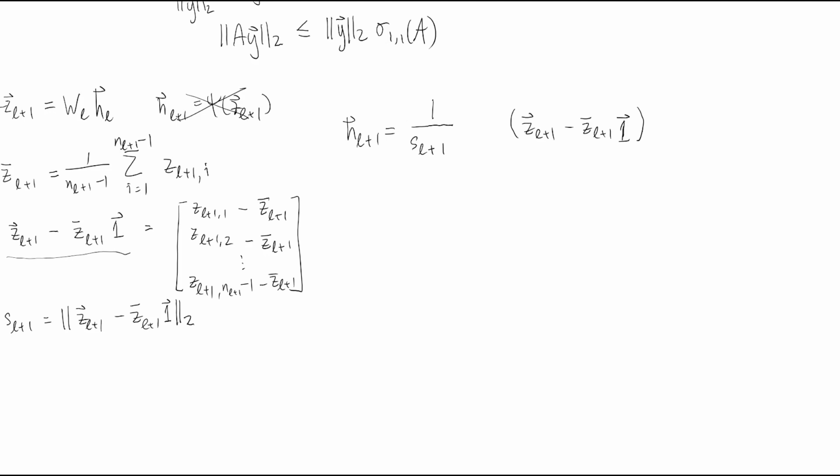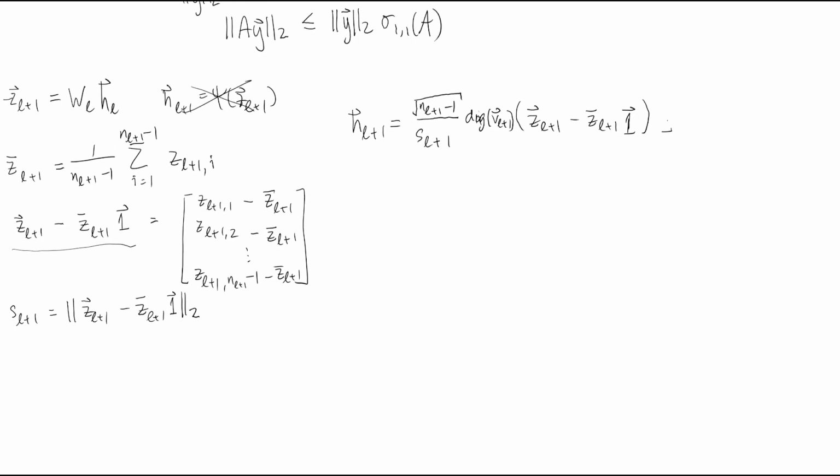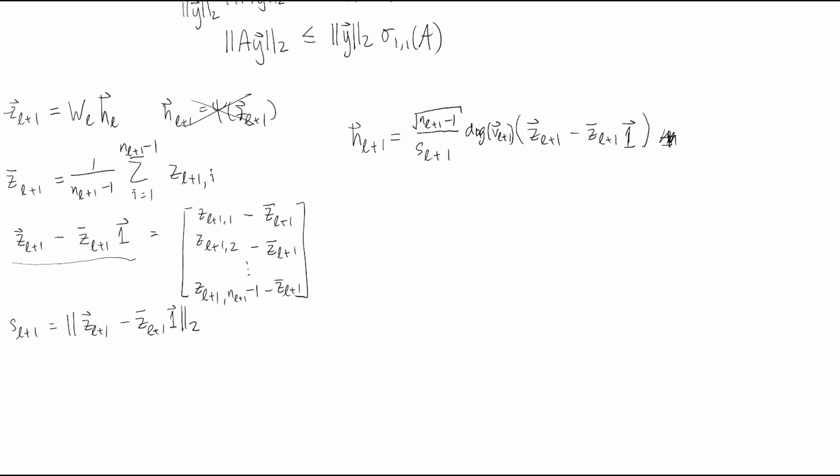Okay, but layer normalization takes this one step further. Instead of just doing this, we're going to have a bunch of other things as well. First of all, we have a scaling factor. Don't worry about this one, this is not the important part. The important part is this diagonal matrix diag of V L plus 1. And then we have a plus U L plus 1 at the end. And we're going to apply the function psi to all of this.